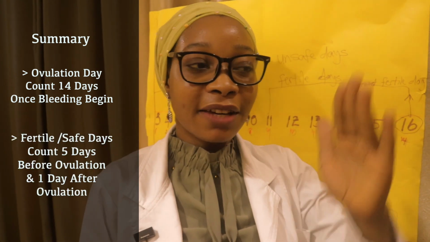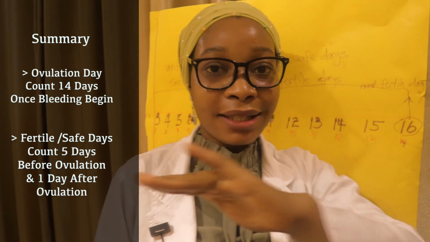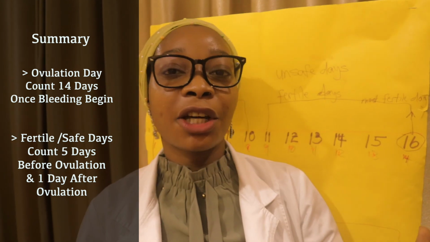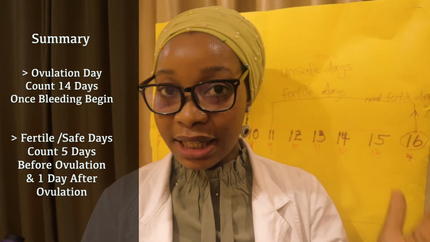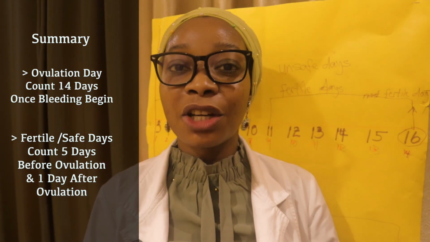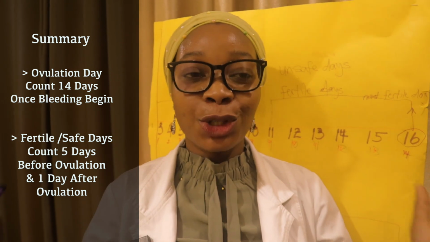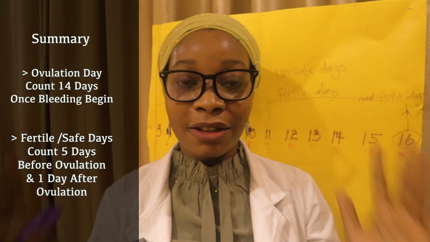Now on your ovulation day, count five days before your ovulation. This is your fertile period, and one day after your ovulation. These approximately 7 days, five days before ovulation, making it 6 days, and one day after ovulation, this is 7 days. So these are your fertile days of the month.